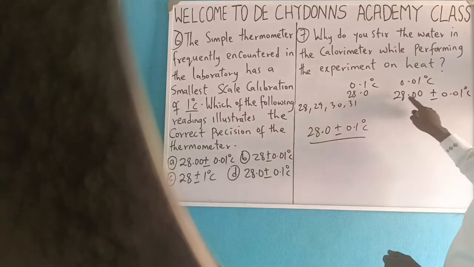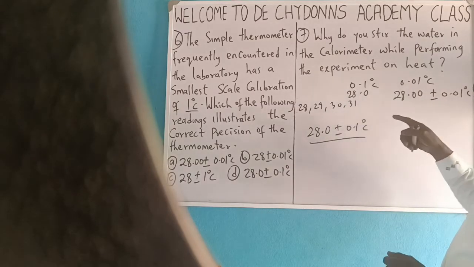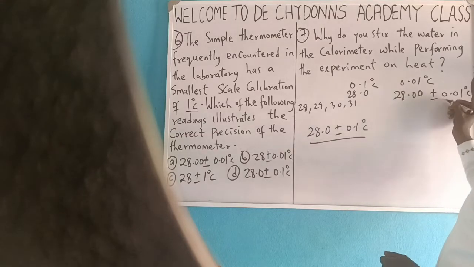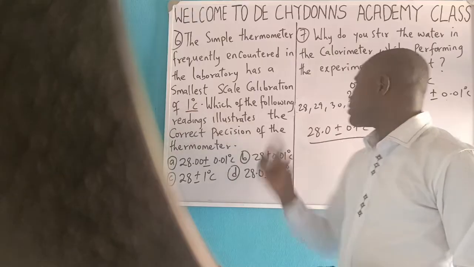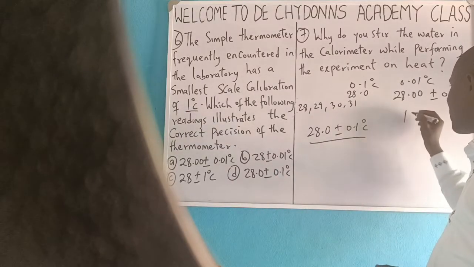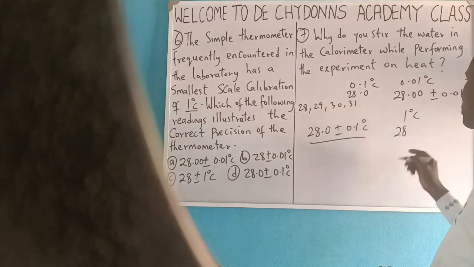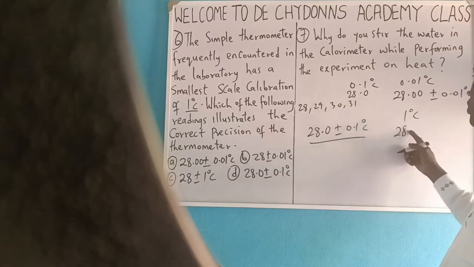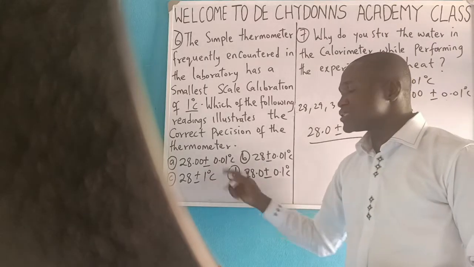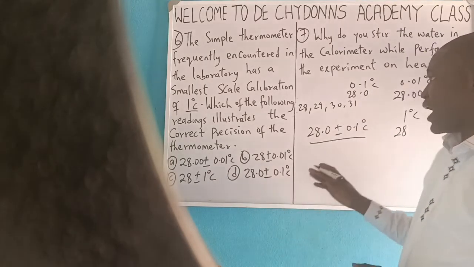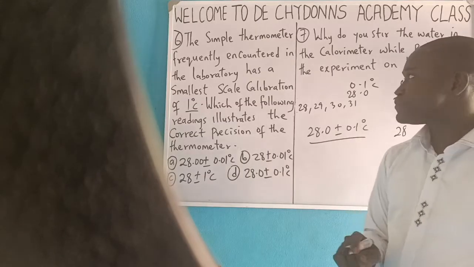That means I can get 28.1, 28.01, I can get those values because of what we have here. But this one is 1, so it's like saying 1 degree Celsius. So this one does not have a decimal. So 28 plus or minus 1 degree Celsius. I believe I explained it so that you understand it well, right?